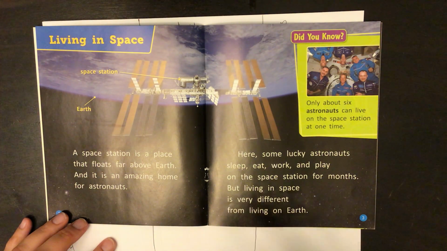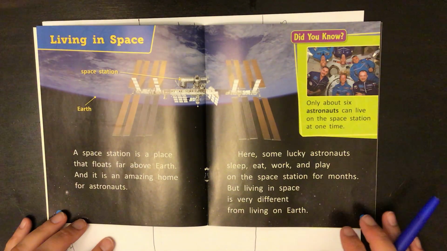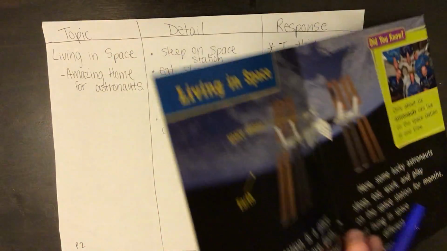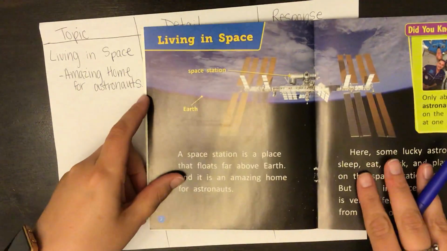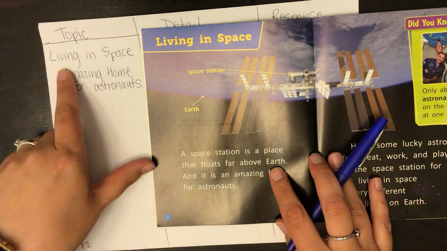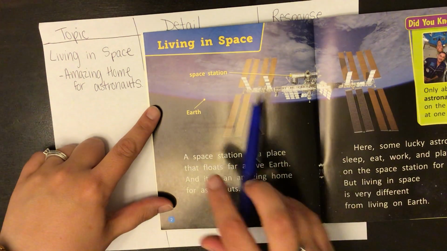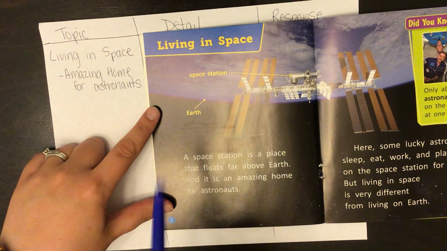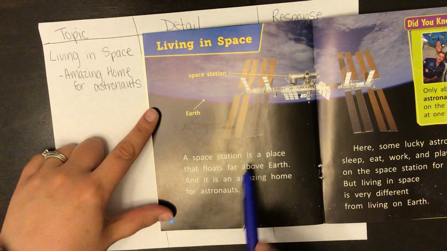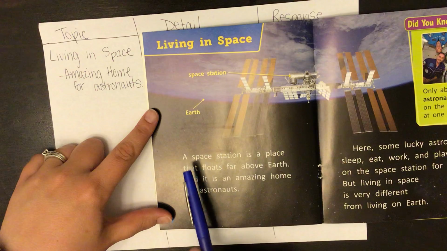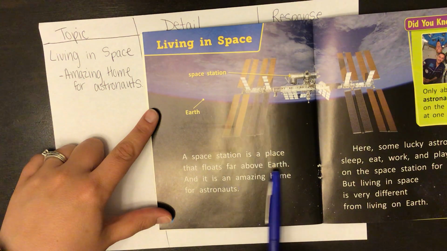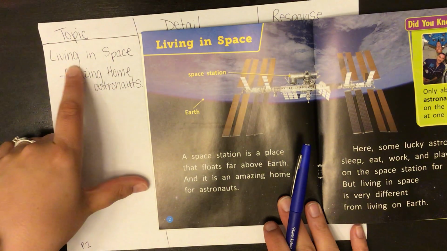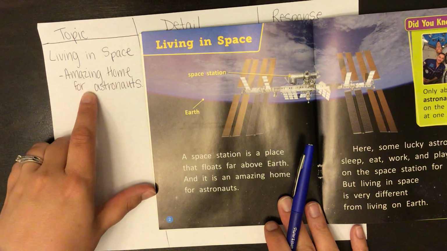So I want to take this page and show you what I did when looking at main idea, and I have an example underneath here. I took living in space, which is going to be my topic. Your heading always gives you an idea of what the main idea or the central idea is going to be. So, living in space. Well, as we read on this first page, a space station is a place that floats far above Earth, and it is an amazing home for astronauts. The topic is living in space and how it's a home for astronauts.